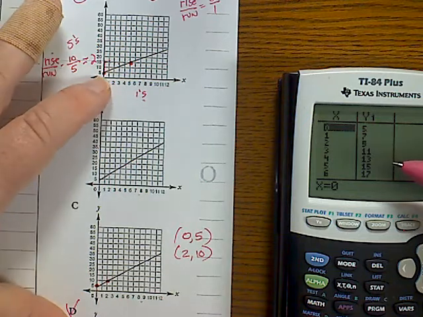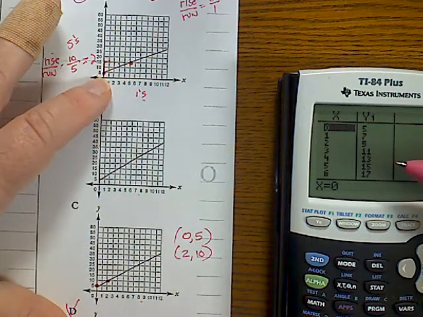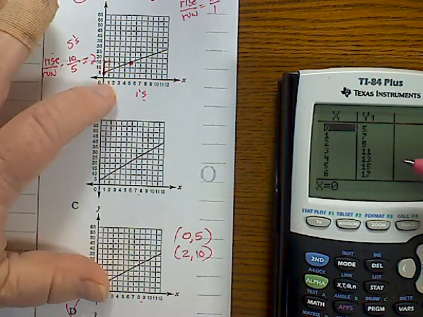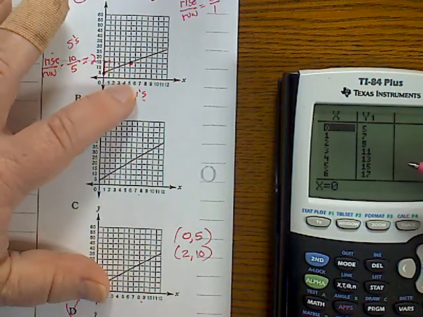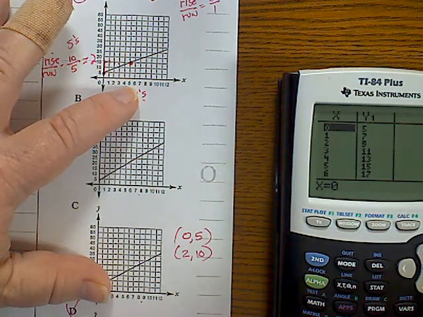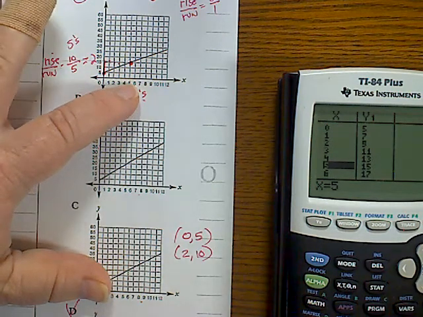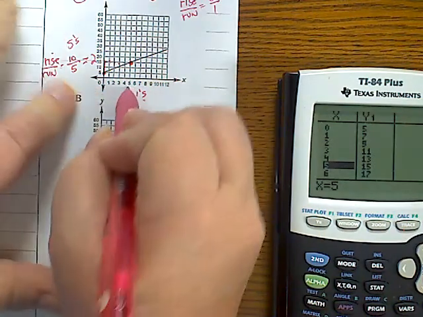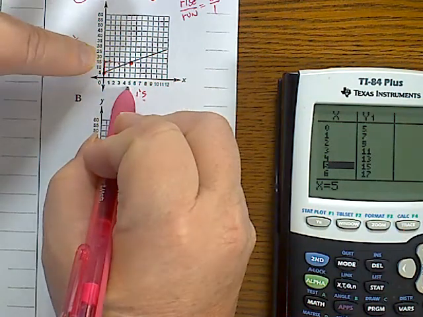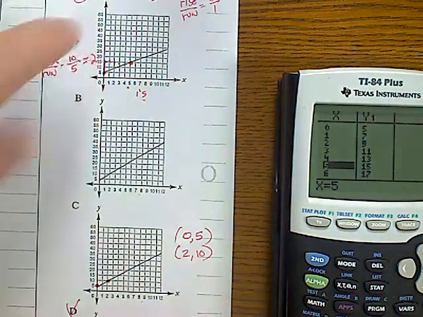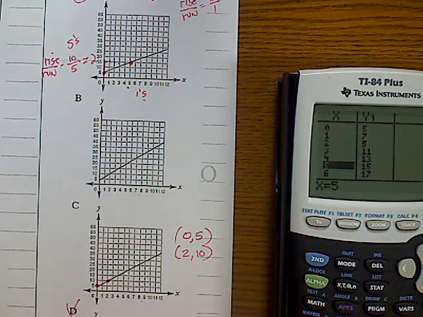Let's look at this one. 0 and 5. Now, it's not really next to the 2 and 10, so I'm going to go all the way over to where that 5 is that I chose. And I'm going to come down here, and it says 5 and 15. Do you see x is 5 and y is 15? So here's another way to solve a problem like this. Okay? Just saying.